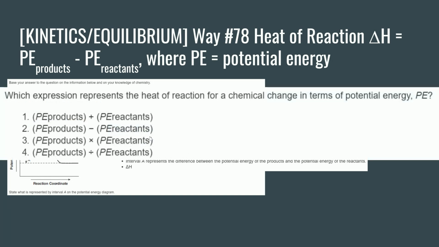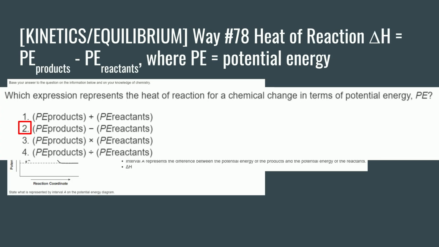Which expression represents the heat of reaction for a chemical change in terms of potential energy? Remember, the formula for heat of reaction is calculated by taking the PE of the products and subtracting it from the PE of the reactants. So answer choice 2 is correct.